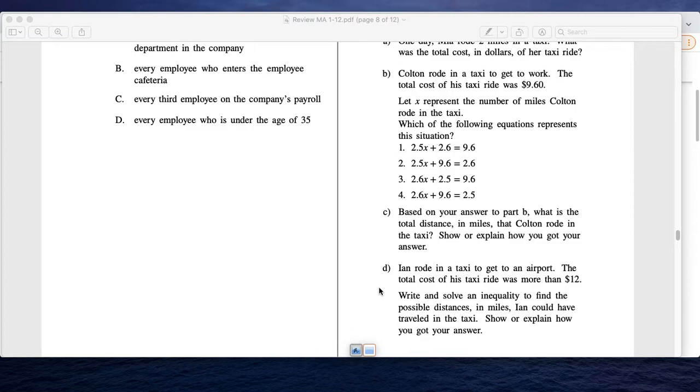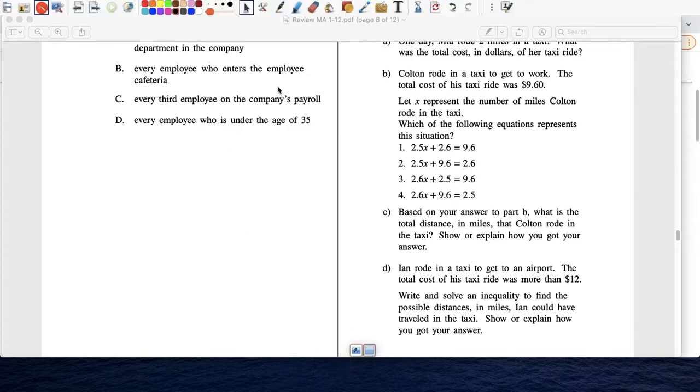Ian rode a taxi to get to the airport. The total cost of the taxi was more than $12. Write and solve an inequality to find the possible distances. So again, same inequality: 2.6 was the initial fee plus 2.50 per mile was greater than 12. So what are the possible distances that he could have traveled?